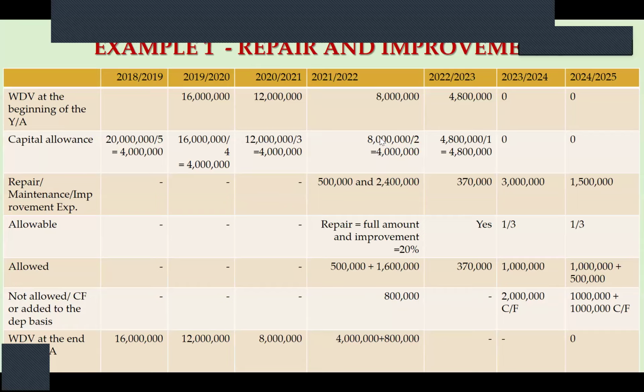Because this 4,000 deducted from the 8,000. Because this 4 million is the capital allowance for that year of assessment, but the written down value is 8 million. 8 million deducted by 4 million, the value is 4 million, the balance value. Okay.